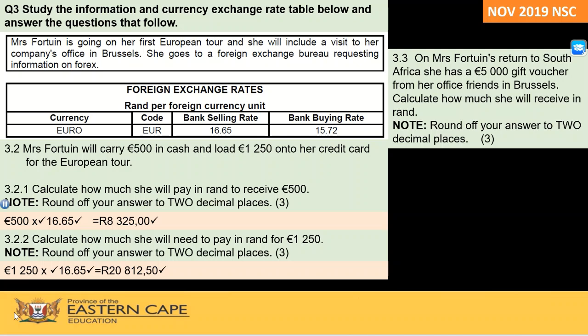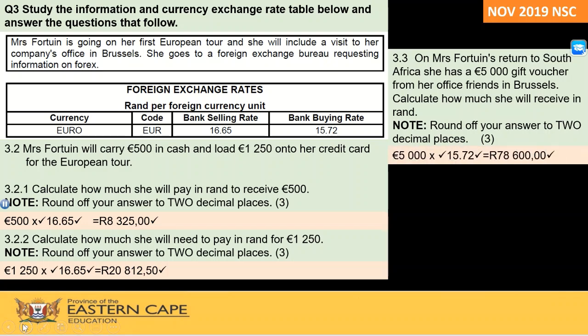Now we look at what rate we should be using here, the bank selling rate or the bank buying rate. Ask yourself, what is the bank doing with the foreign currency? Go back to your example. The bank is buying the foreign currency back from Mrs. Fortuyn. So they will therefore use the bank buying rate.